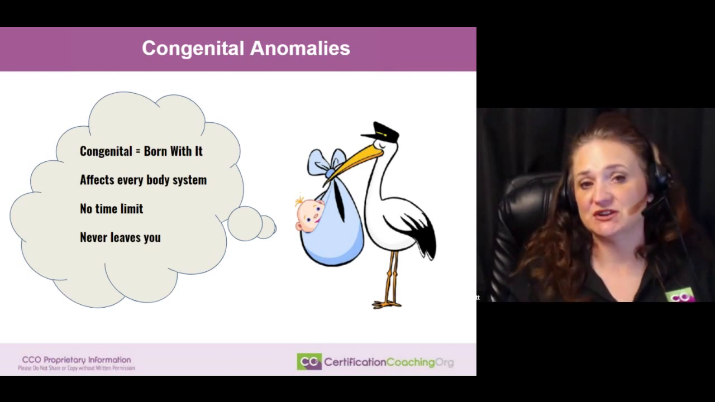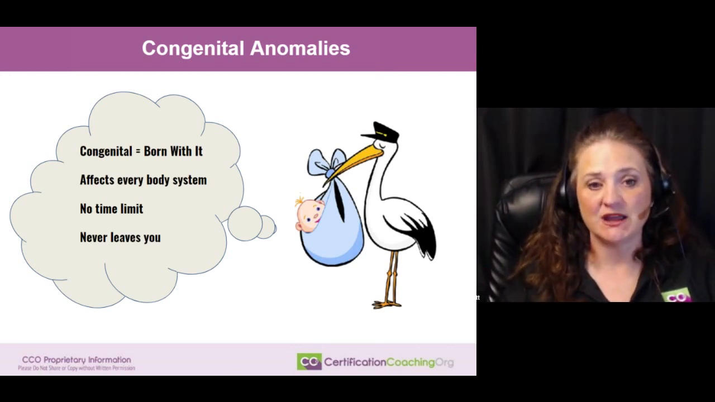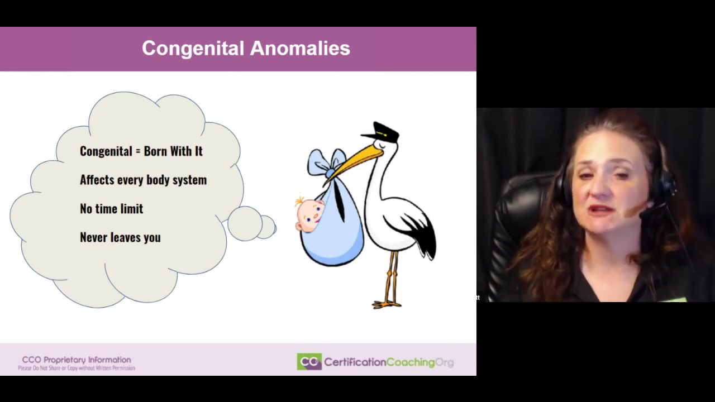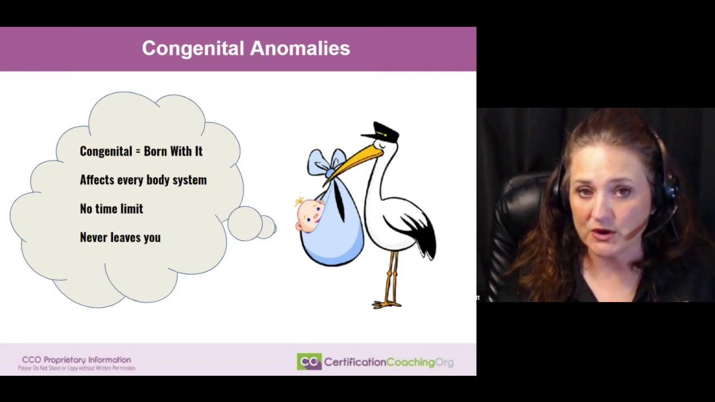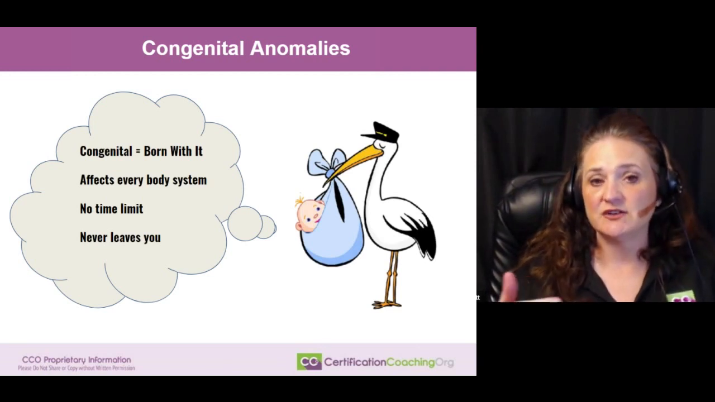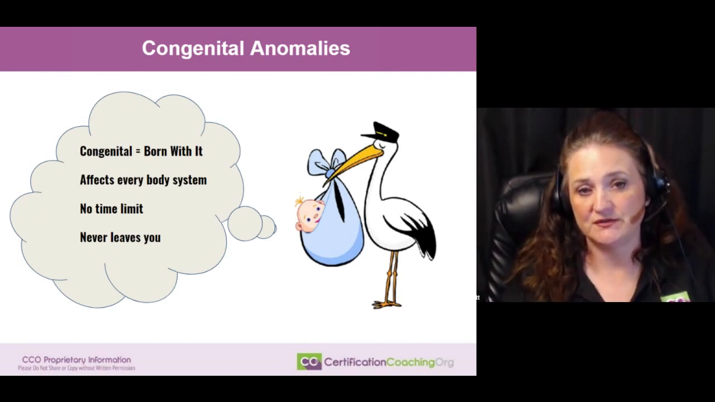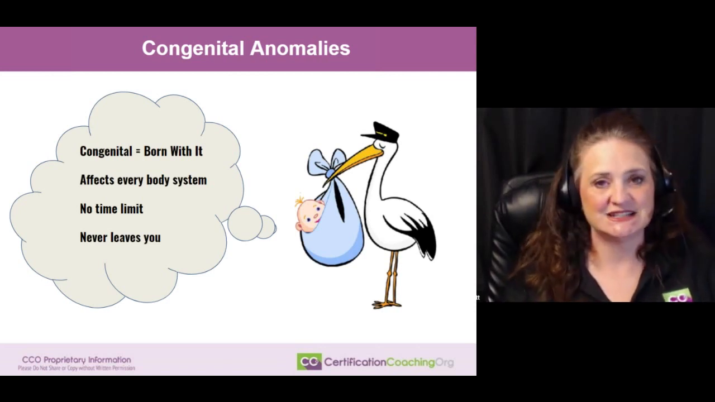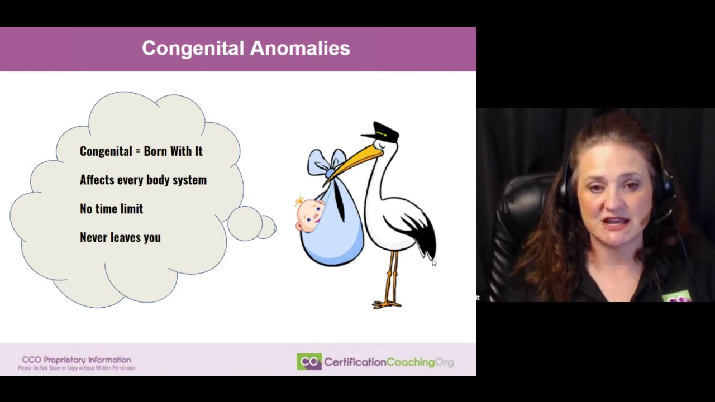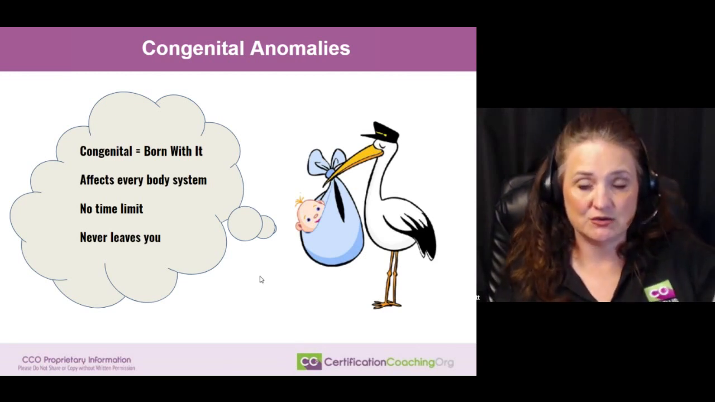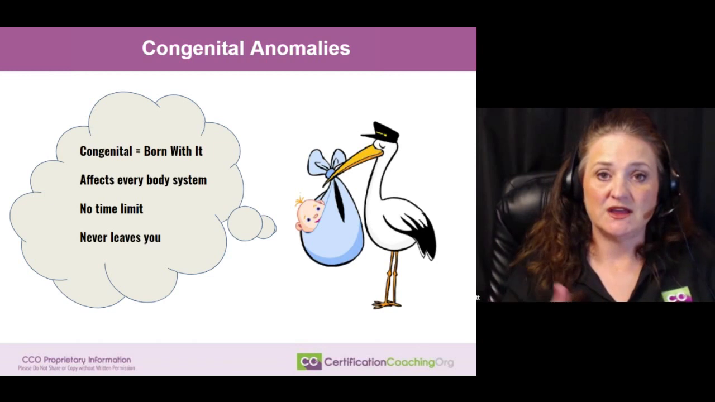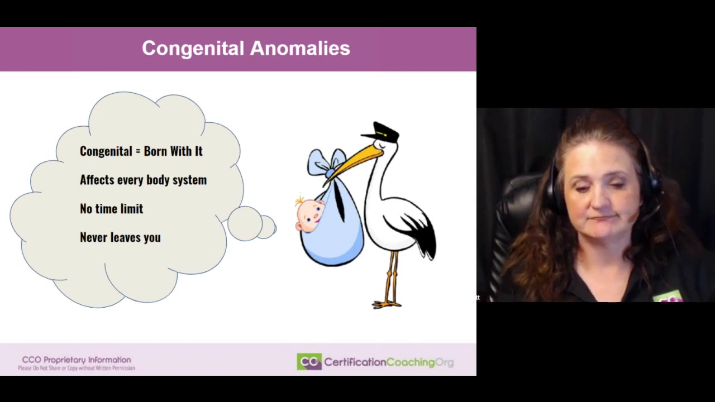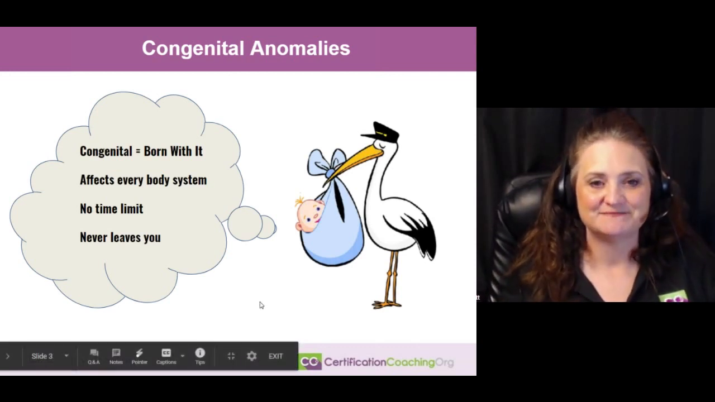So just remember, congenital means you're born with it. You're born that way. It can affect anything and everything in the body, all the body systems. There's no time limit to the discovery or the code, and it never leaves you. That Q code follows you forever. Even if they do a repair, it's still on your record. It stays with you, because in the future they need to know that you were born with that anomaly so that they can look for other problems if they were to occur, or uniqueness, quirkiness.